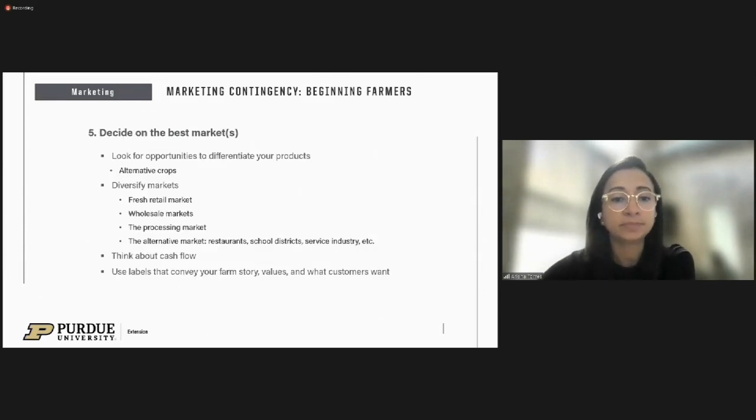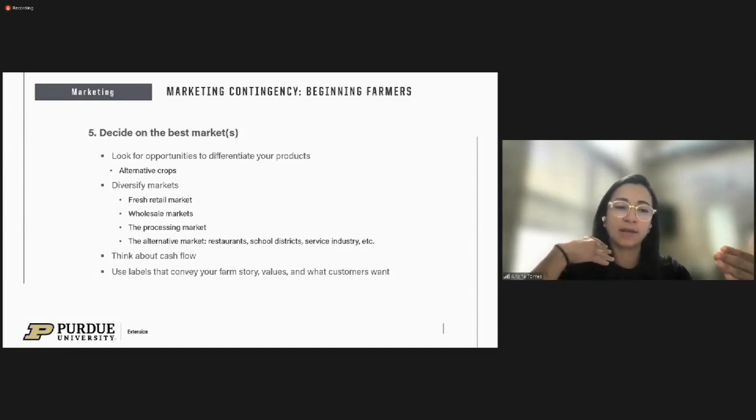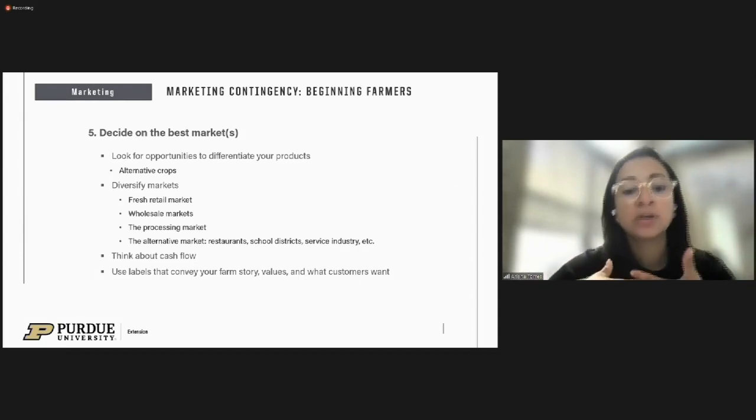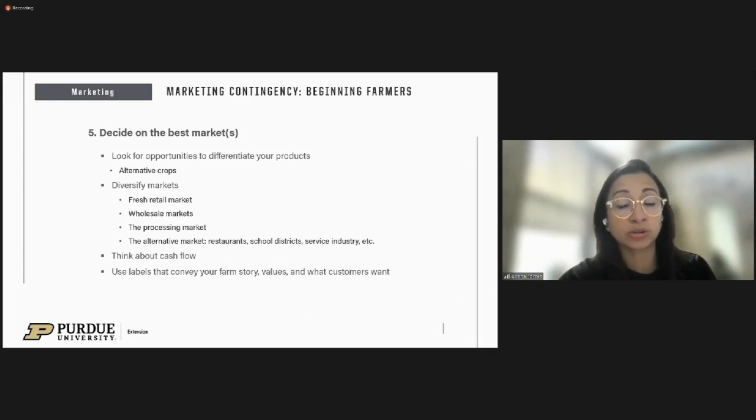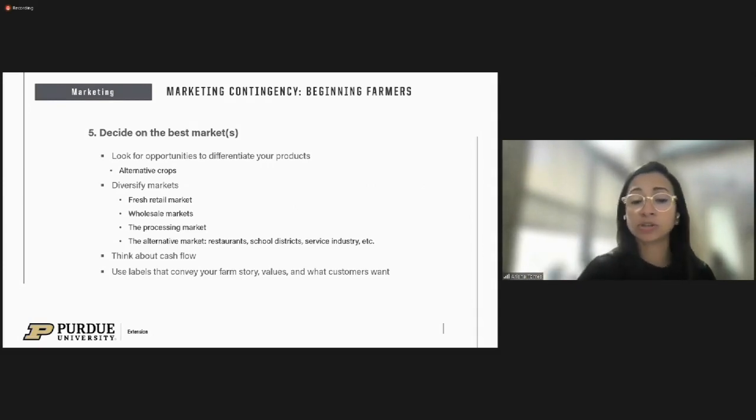Next slide. Based on that, you're going to decide on the best market. Ideally, you're going to have a few markets where their demand overlaps with your willingness and ability to provide. You may want to look into alternative crops that you may have to grow. One of the things that I recommend to growers, and any business owner for that matter, is to diversify markets. Having a diverse portfolio of markets is going to help you build resilience, but also lower the price variations that are so common in agriculture.